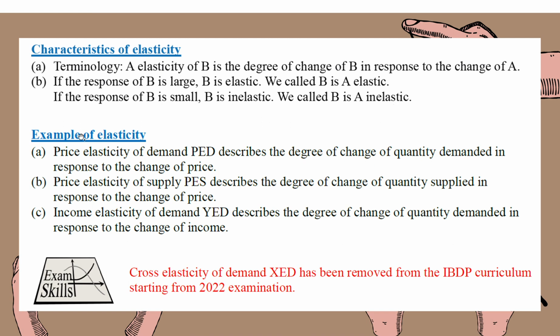Example: elasticity, we will encounter these three in IBDP. Price elasticity of demand, remember the terminology. We have PED, the response of demand to the change of price. Price elasticity of supply, the same terminology. It's the change of supply in response to price. PES we call it. Income elasticity of demand is the change of demand in response to the change of income, and we call it YED, not IED. We choose Y for income.